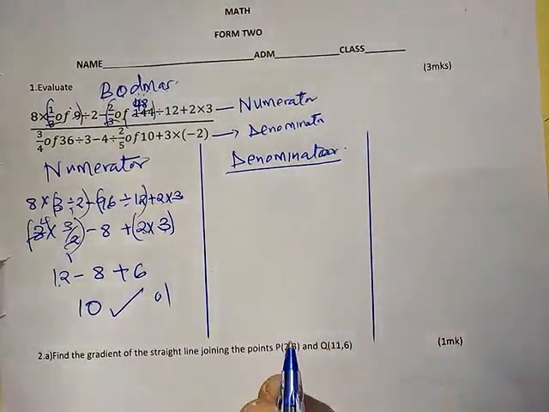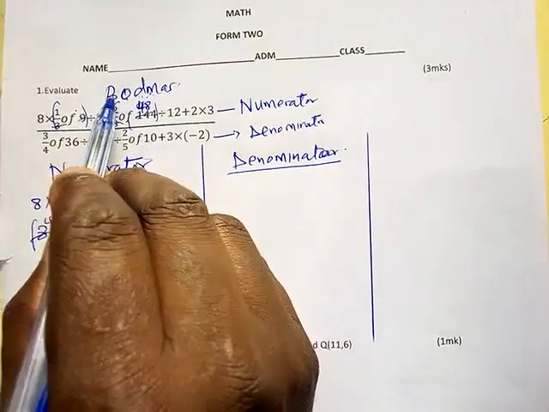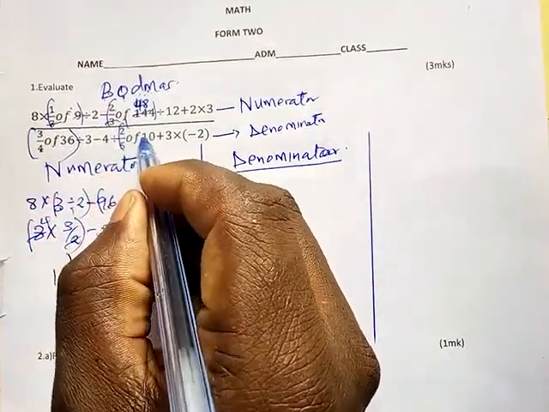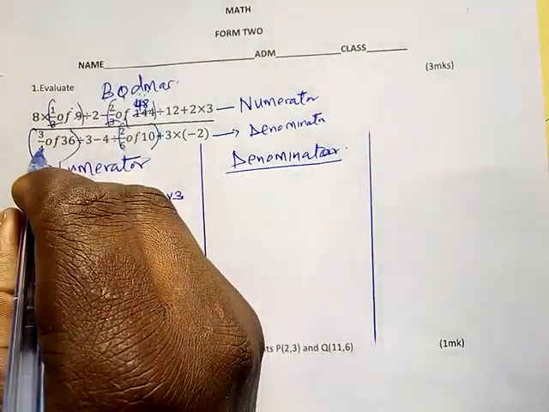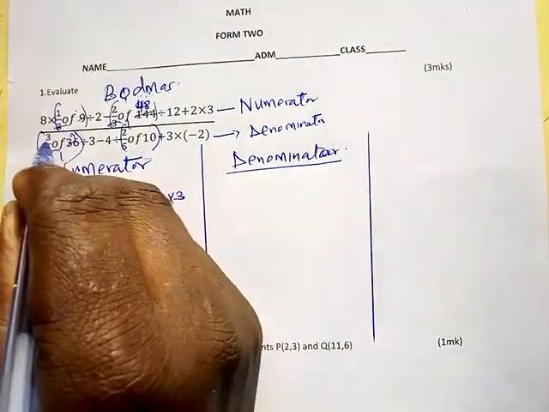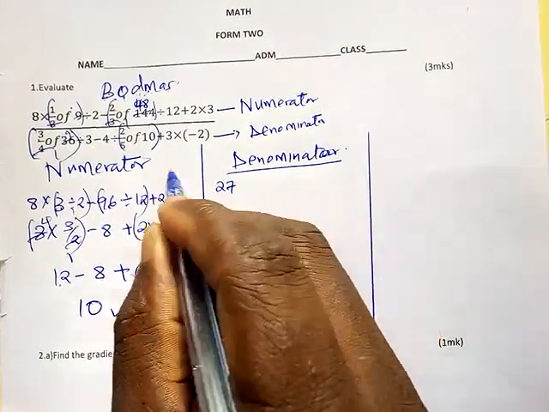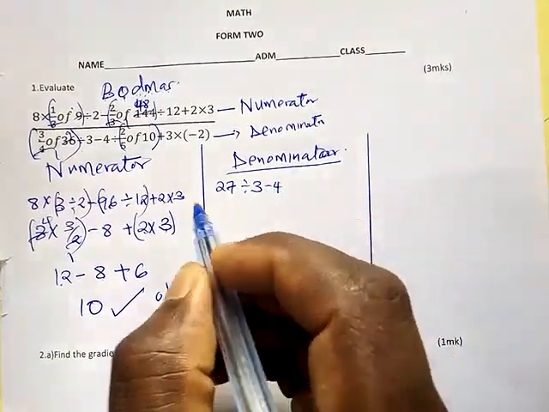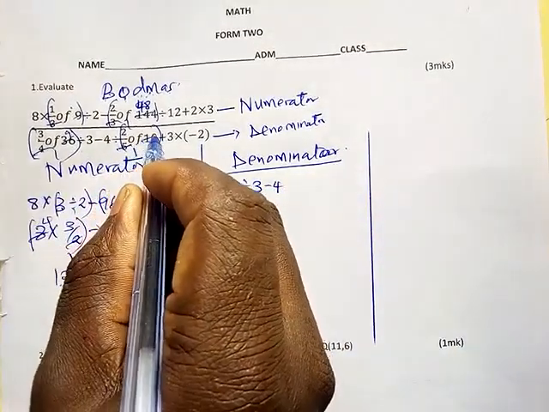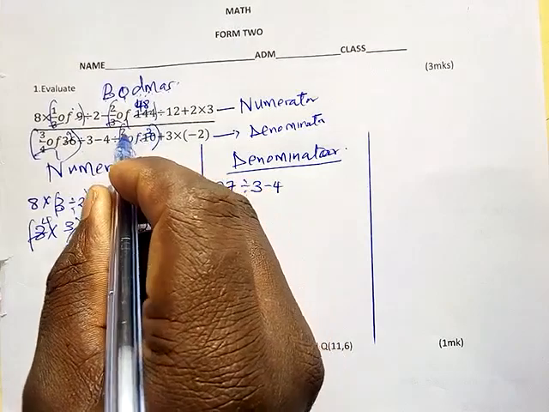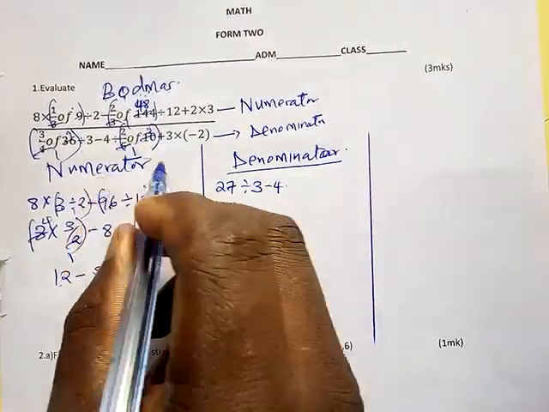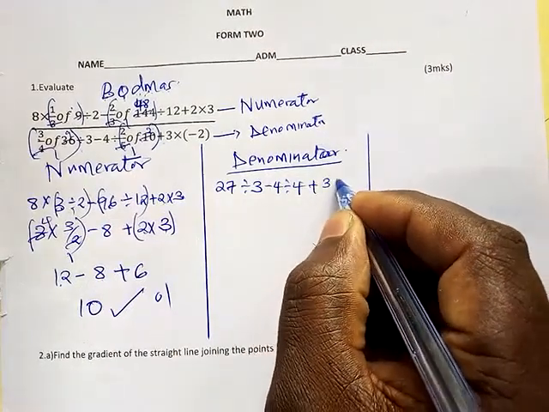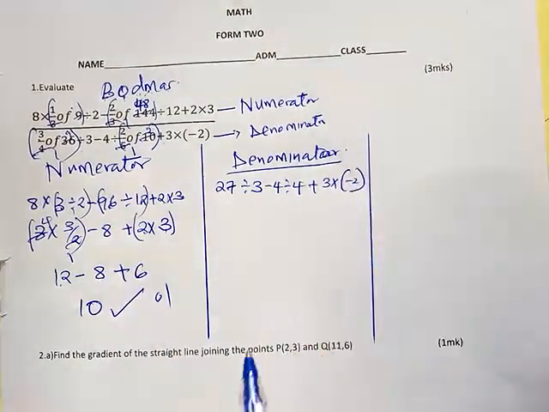So let us go to the denominator. In the denominator we don't have brackets, but we start with "of". The first "of" is here, another "of" is here. So this one's here 9. 9 times this is 27, divided by 3, minus 4. 5 ones here twice. 2 times 2, 4. So here divided by 4, and then plus 3 times negative 2.